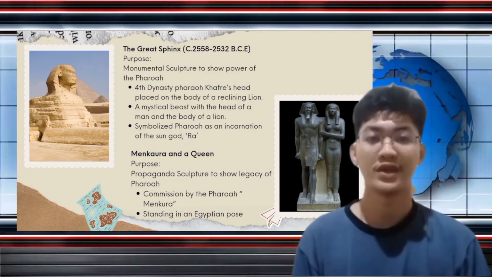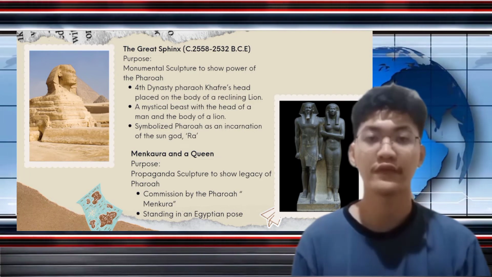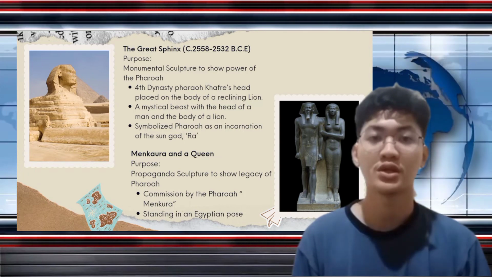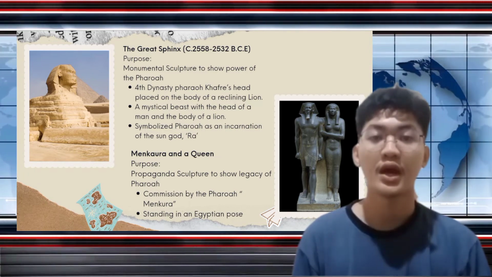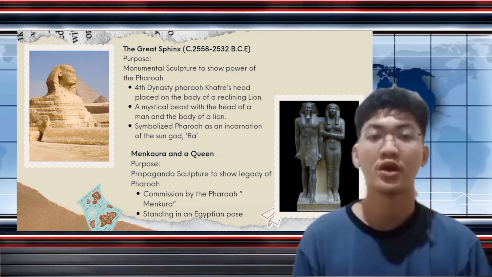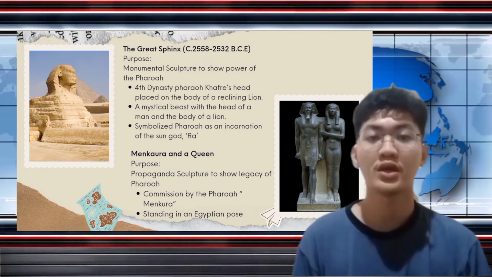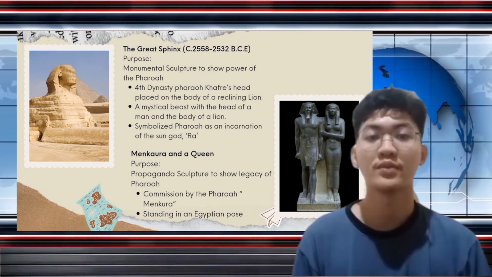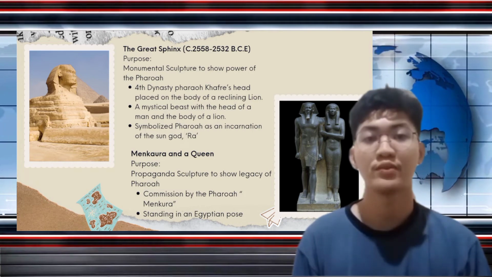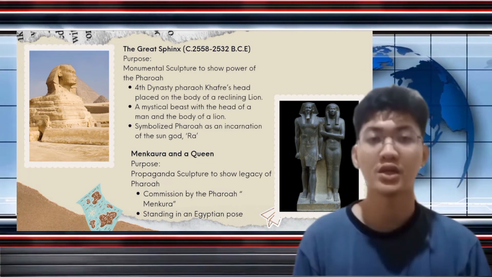The Great Sphinx is from 2558 to 2532 BCE. Materials used were limestone. Its type is carved in the round, and its purpose is monumental sculpture to show off the pharaoh. It has the head of 4th Dynasty Pharaoh Khafre placed on the body of a sleeping lion, a mystical beast with the head of a man and the body of a lion. It symbolizes a pharaoh as an incarnation of the sun god Ra.